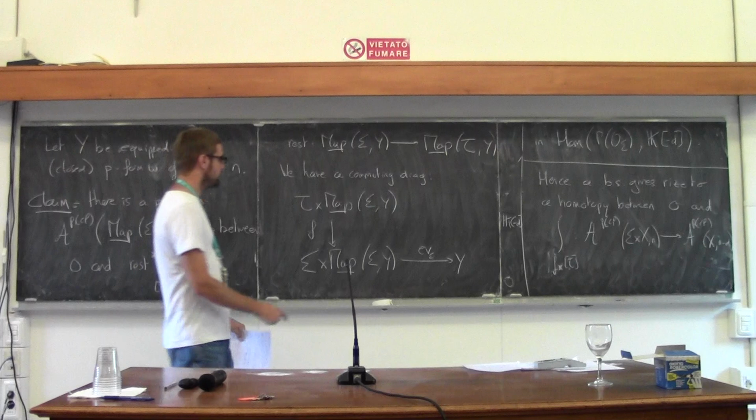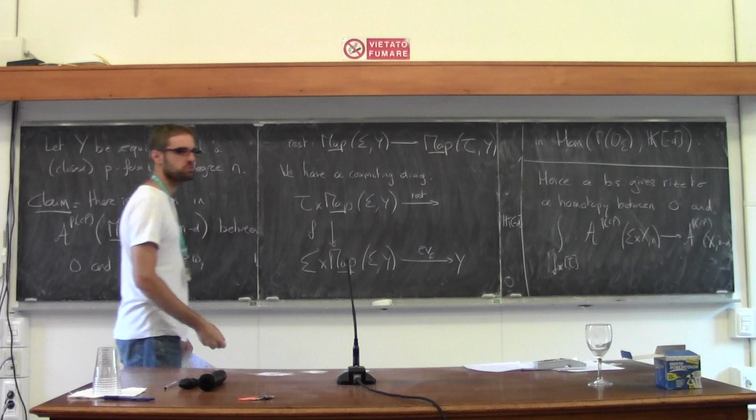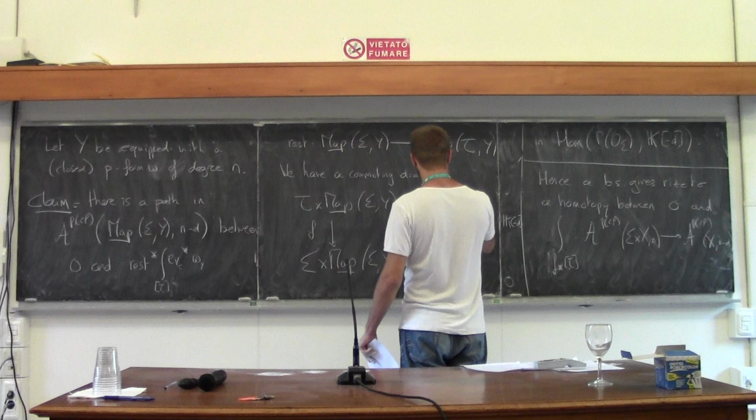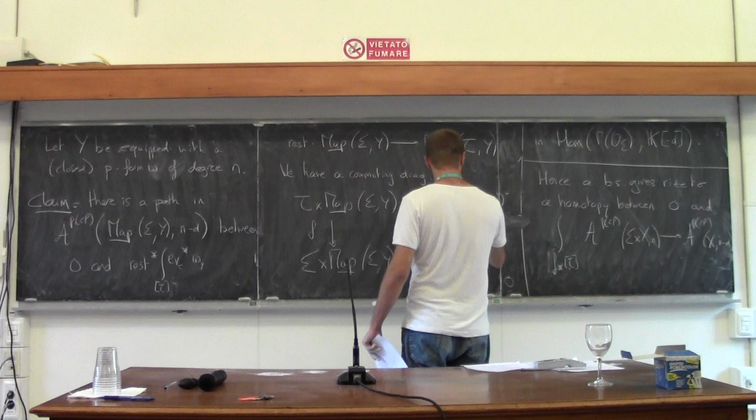And here, again, I should write identity cross a restriction, but let me still write restriction for this map. It goes to tau cross the mapping stack from tau to y. And here I have the evaluation on tau. Okay.